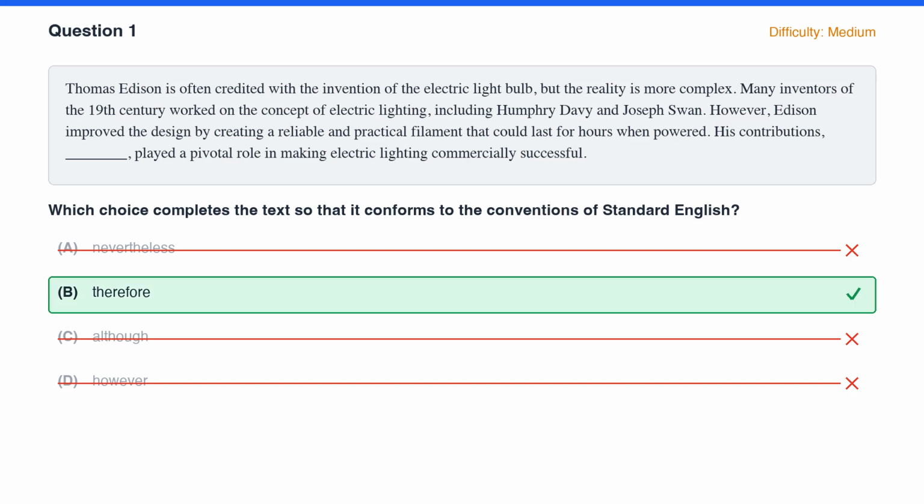Choice B, therefore, is correct because the sentence presents a result. Because Edison perfected a practical filament, his contributions drove the commercial success of electric lighting. Therefore, signals that consequence cleanly and matches the cause and effect logic the passage builds.